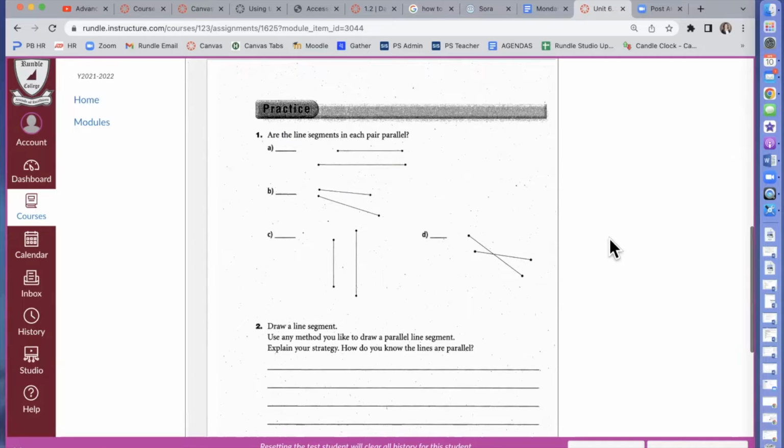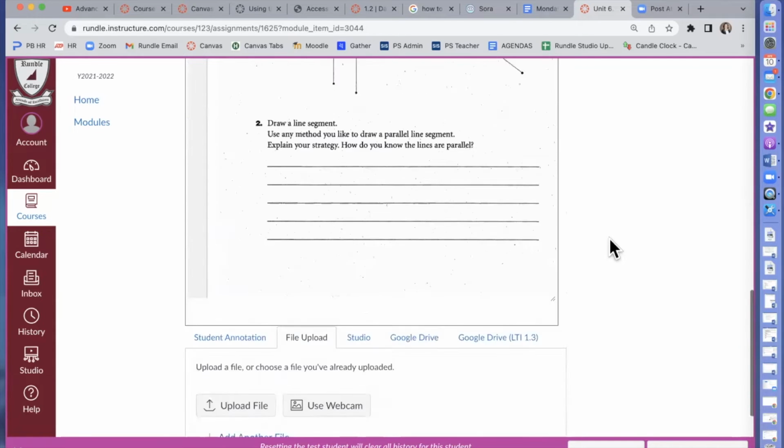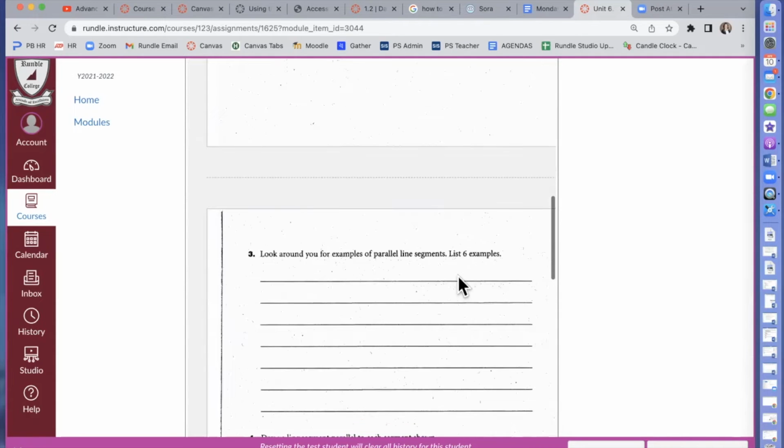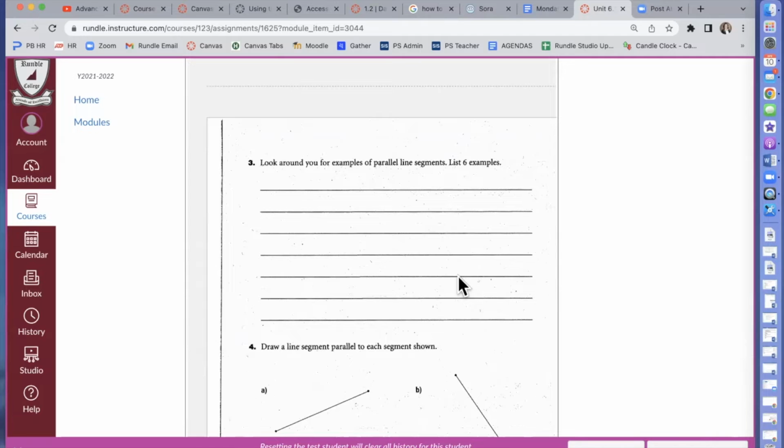All right, number 3, let's hop to it. For number 3, your answer may vary. Just look around for examples of parallel line segments and list 6 examples. So look around the room. In front of me right now, I have some tile that's parallel, some wood floors, I have doors, I have windows. I know you're not seeing these things right now. I'm happy to show them to you.